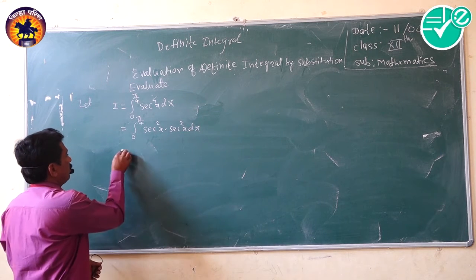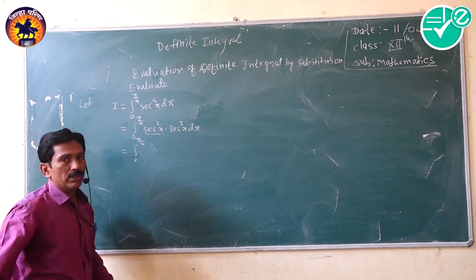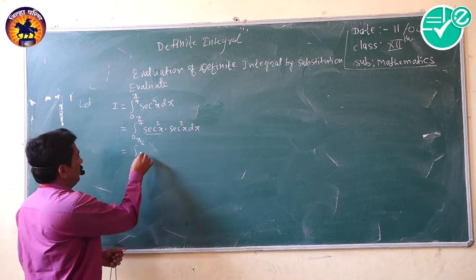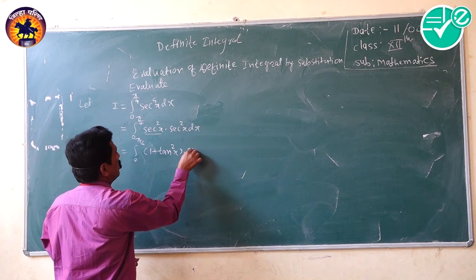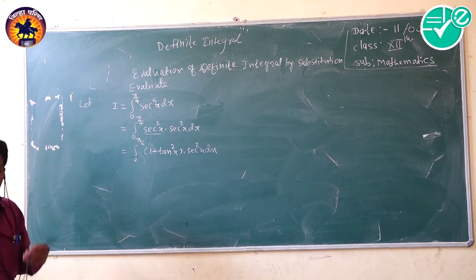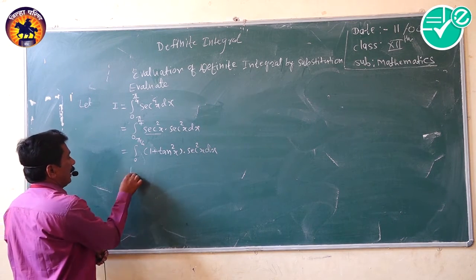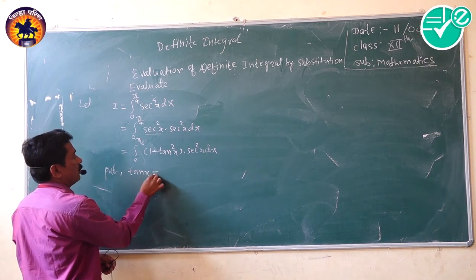Now this is equal to 0 to pi by 4. For one sec square x, we substitute 1 plus tan square x. That is, 1 plus tan square x into sec square x dx. Now substitute here tan x is equal to t.